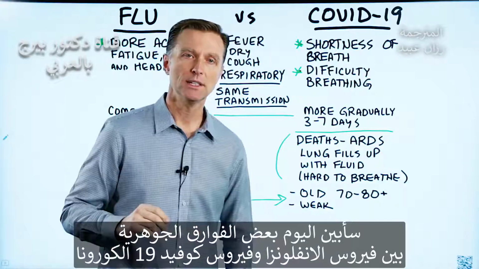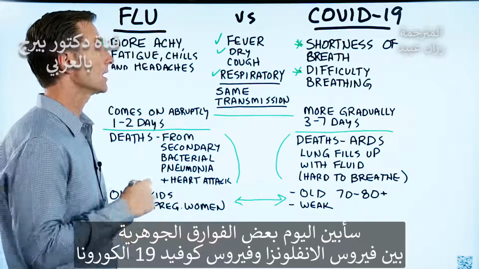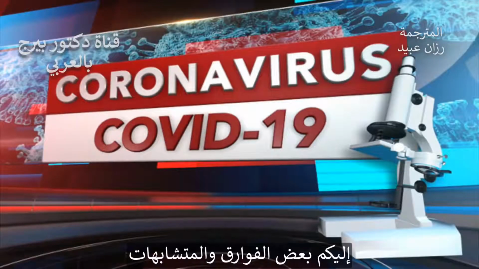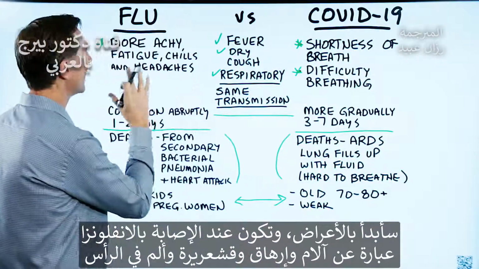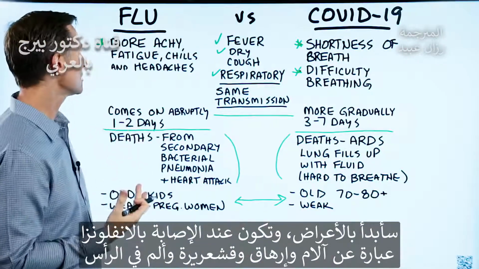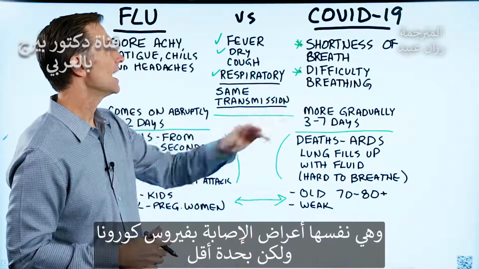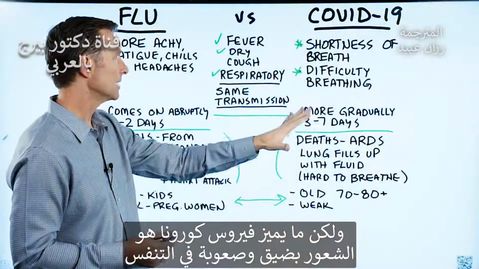Let's talk about some unique differences between the influenza virus, the flu, and the COVID-19, which is the coronavirus. What are the differences? What are the similarities? Now let's first talk about the symptoms. With the flu virus, you have more achiness, fatigue, chills, and headaches. Now you're also going to get those symptoms over here too, but not as severe. What's unique about the coronavirus is that you're going to get more shortness of breath and difficulty breathing.